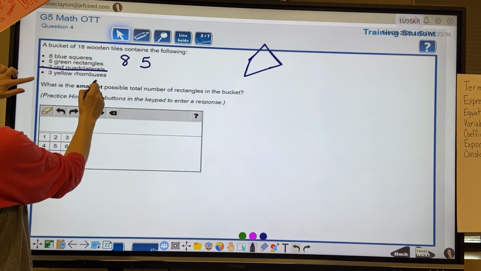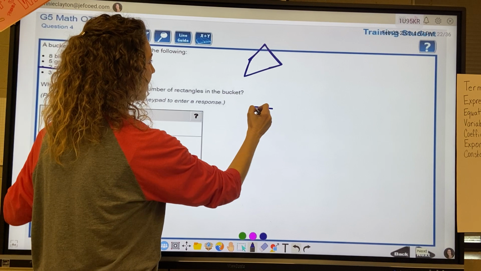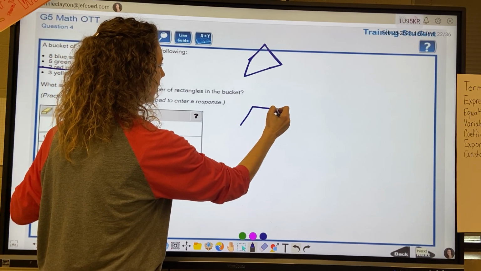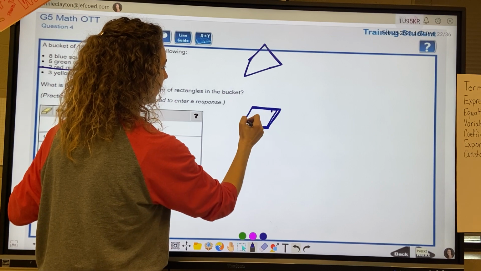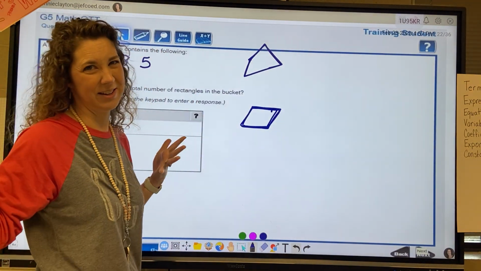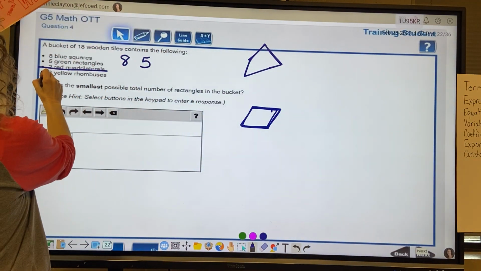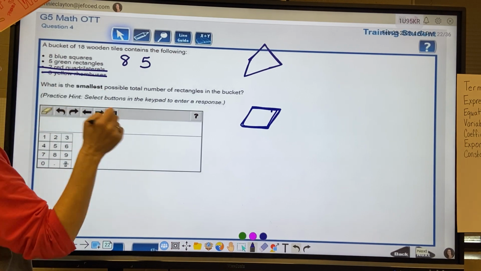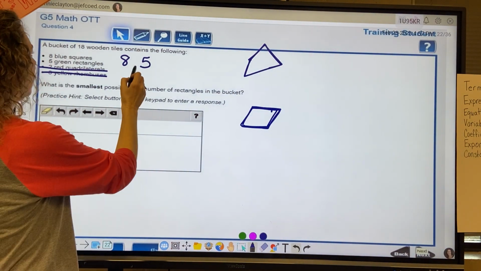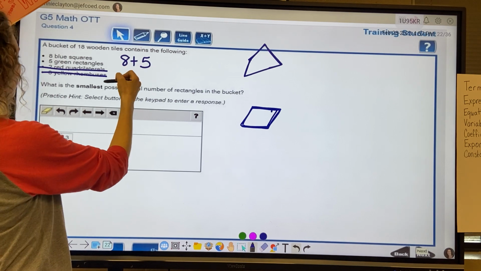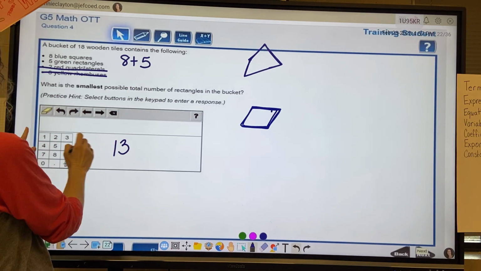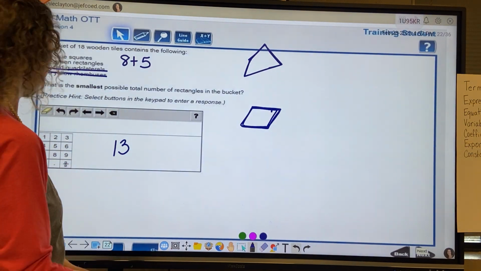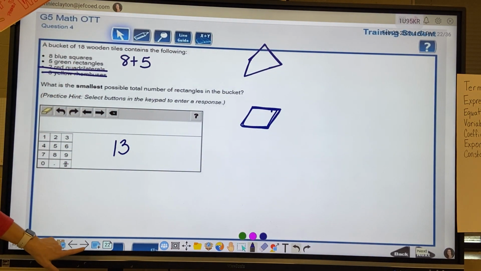And the 3 rhombuses, a rhombus is like a square, but it looks like it's been squished, like a box that's been squished over, like that. That's not a very good one, but you kind of get the idea. So we're gonna take that one out. That does not qualify as a rectangle. So we have 8 squares and we have 5 rectangles, so that would be 13. Somewhere in your box, you would click the 1 and the 3 to make 13. Okay, so fifth grade question.